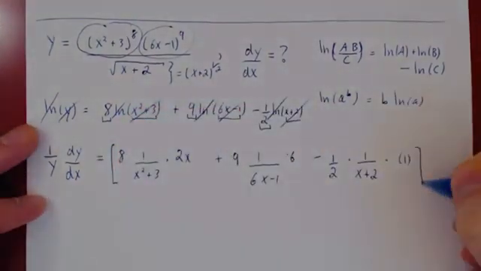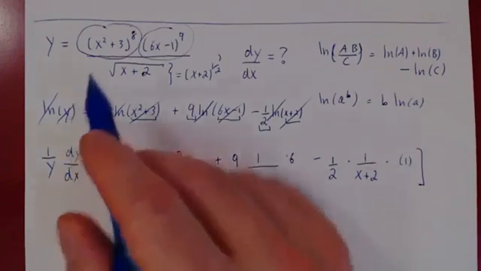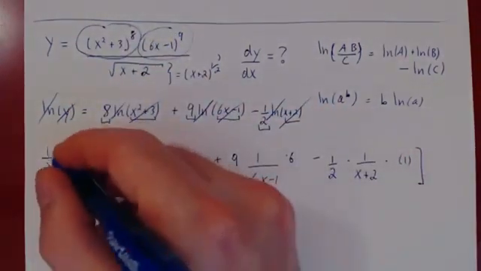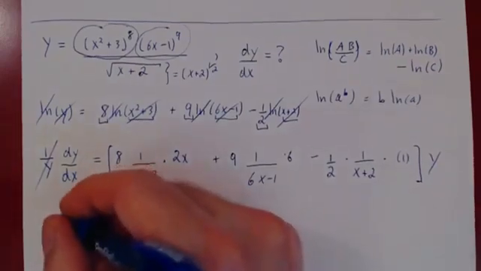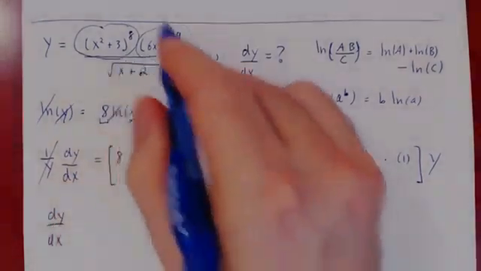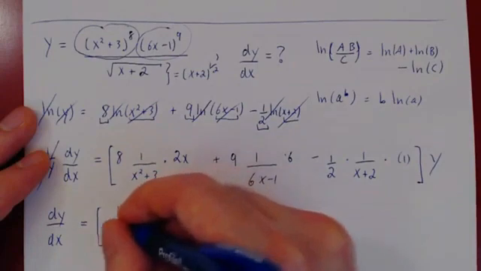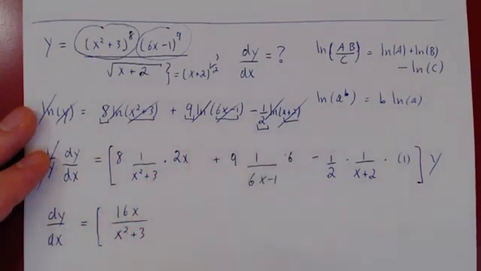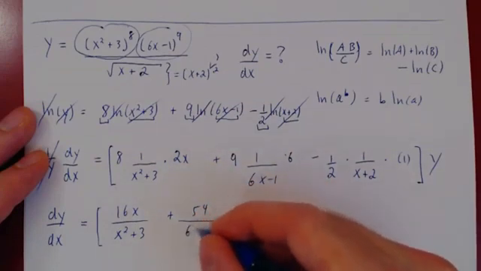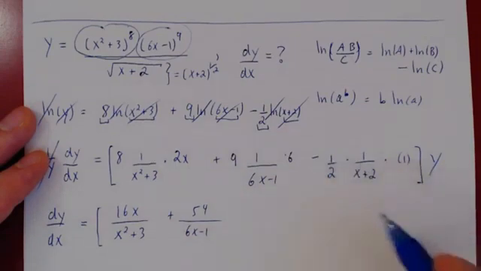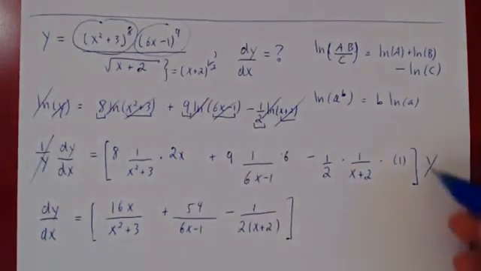So, as before, on the left we have 1 over y dy over dx equals this. If you want to solve for dy over dx, therefore the derivative of this function, multiply both sides by y, so y over y is 1, y here, and now we can write our final answer by cleaning up these fractions a little bit. So the derivative, dy over dx, of this function happens to be 8 times 2x, that's 16x, so 16x over x squared plus 3, plus 9 times 6 is 54, so plus 54 over 6x minus 1, minus 1 on top, so minus 1, over 2 times x plus 2. And don't forget the leftover y.